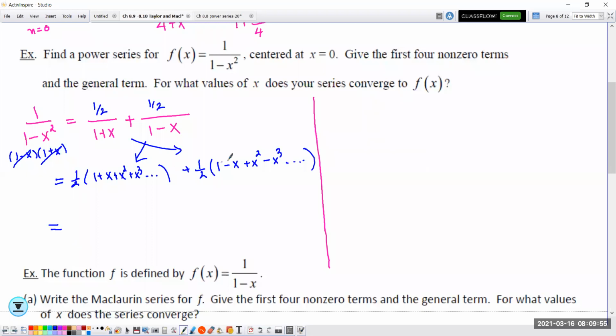So how do you add these two series? 1/2 times 1, 1/2 times 1, 1/2 and 1/2. My first term is 1. x and negative x get cancelled. x squared and x squared and 1/2, so my next term is x squared. The cubes get cancelled, but you can see what's happening. So the next term would be x to the 4, x to the 6, and the general term would be x to the 2n.